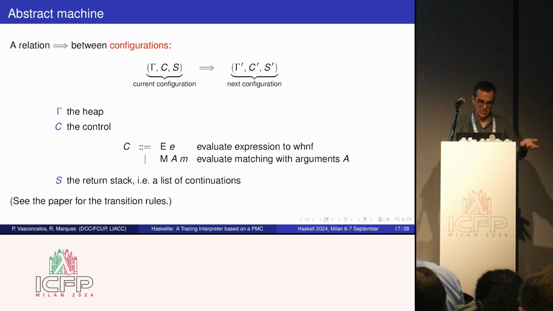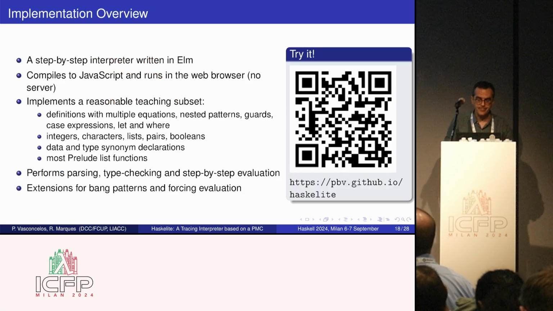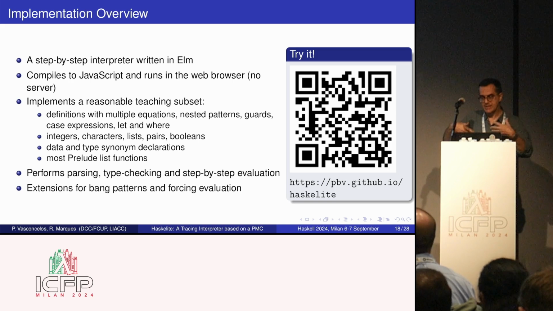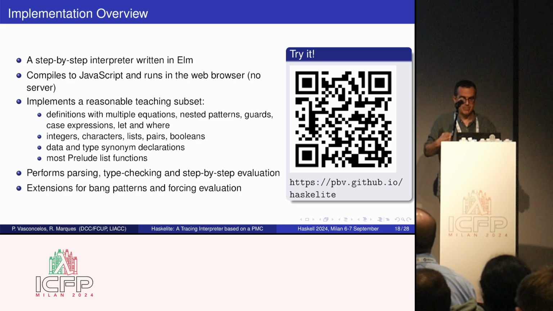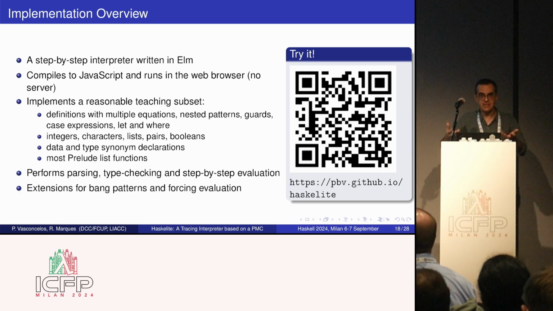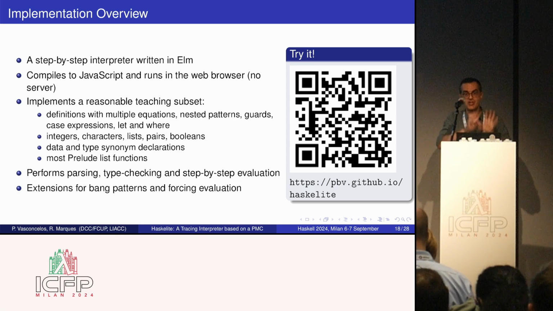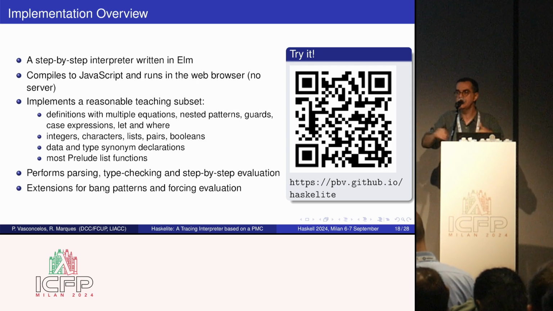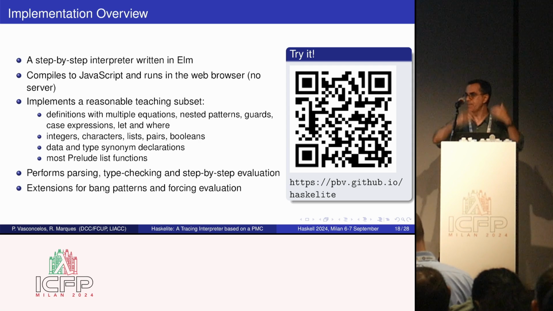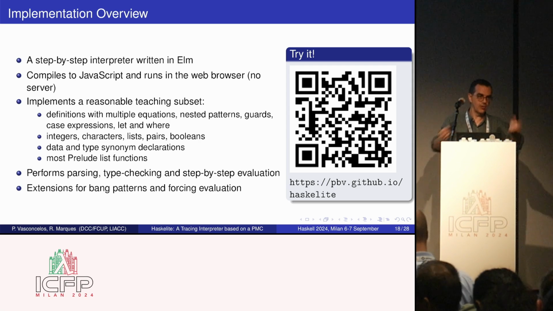And the paper has the transition rules. Okay, so this is the formal basis for the implementation. But there are still things to do. How is the implementation done? It's written in Elm, and it compiles to JavaScript, so the whole thing runs on your web browser. There's no server. You don't need to connect to anyone. You can copy the assets or clone it into your machine and have it running locally on your internal network.